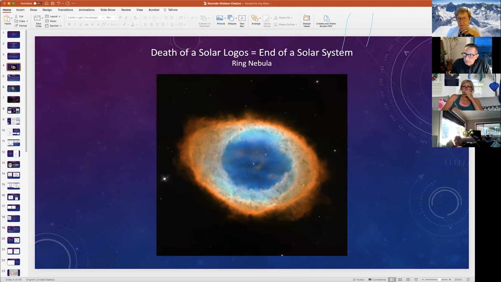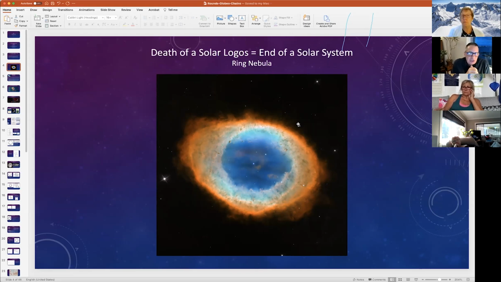The death of the solar system is said by DK to be the second of three incarnations that this solar logos will have. And apparently all solar logos at the level of our solar logos have three incarnations. And this is a picture of an exploded star. Now, what's interesting about it is the ring nebula all around it. And astronomers know that we have something like this around the outside of ours. So it's not clear if this solar system is the remnant of a previous one or exactly how it works.